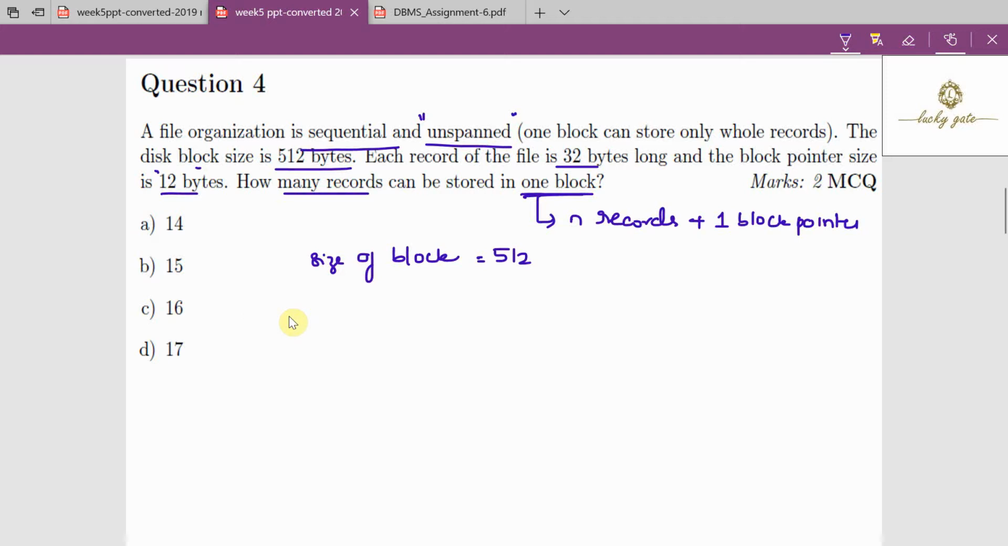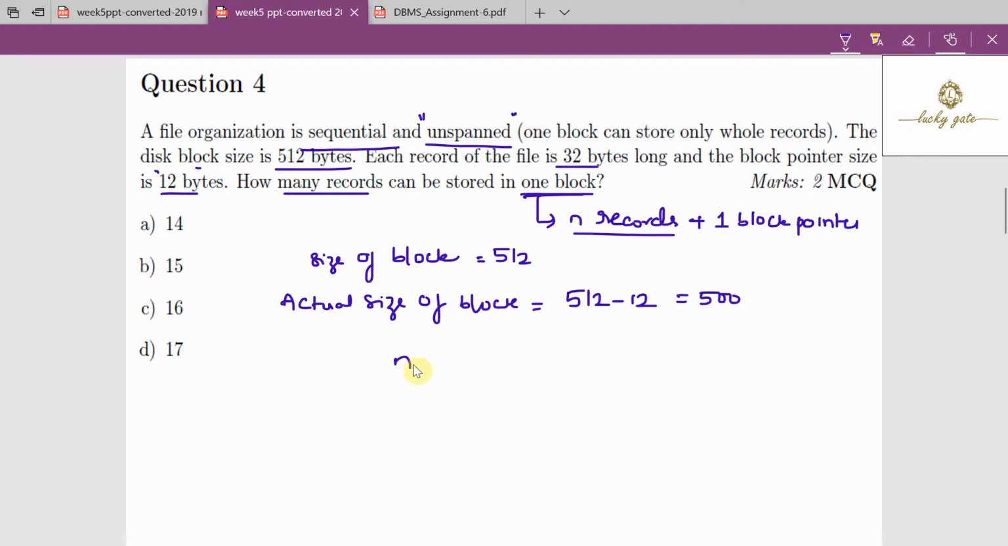12 bytes. So the actual size of the block, here I am using the word actual size of a block. Why? Because the question is about how many records can be stored. So to store records, I am removing this block pointer, so that in the remaining space n records are possible. So the actual size of the block is 512 minus 12, which equals 500 bytes. Now the block size is 500 bytes, this is called the available size.